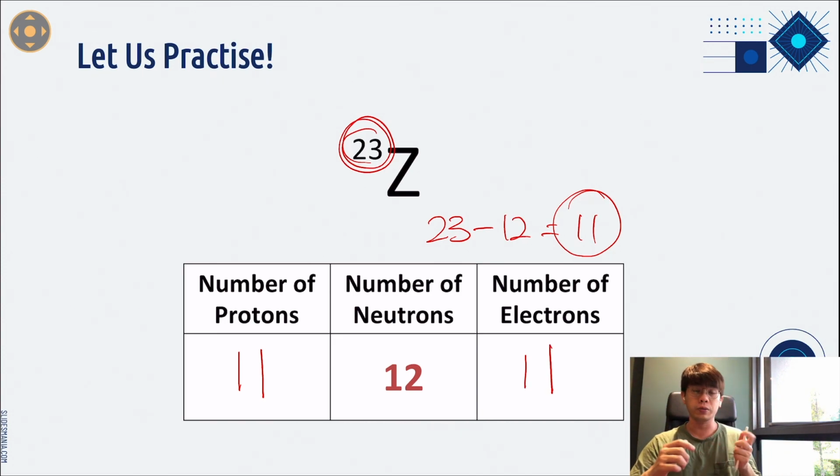I hope that you know how to use proton and nucleon numbers to find out the number of protons, neutrons, and electrons in an atom.